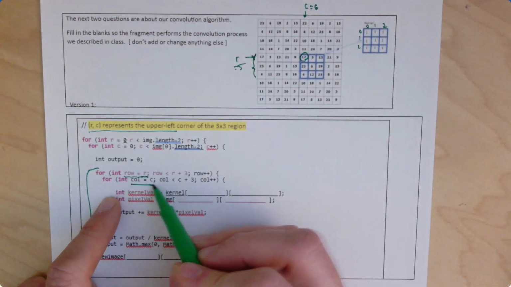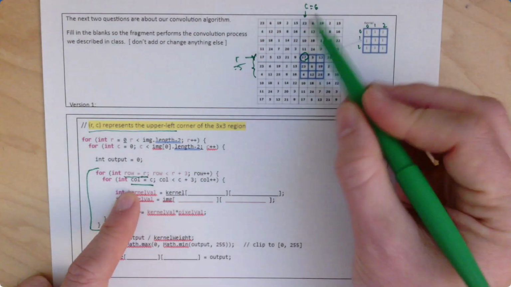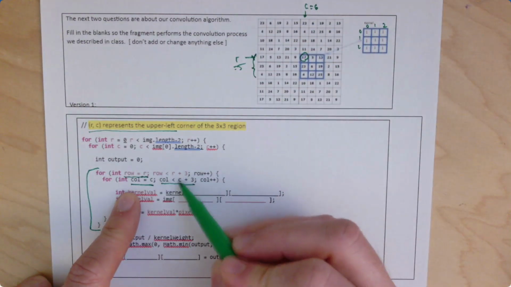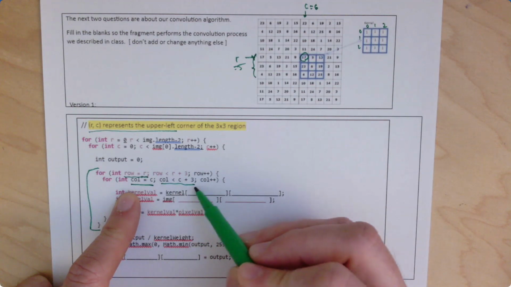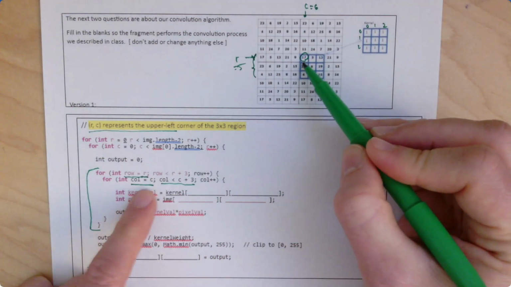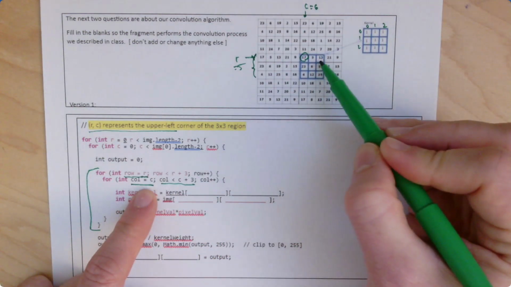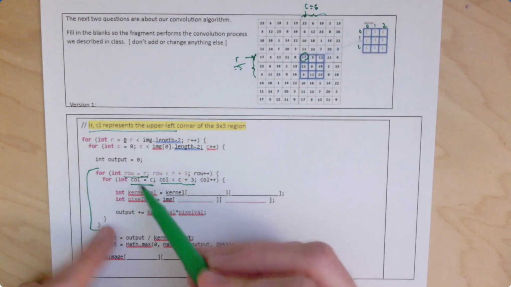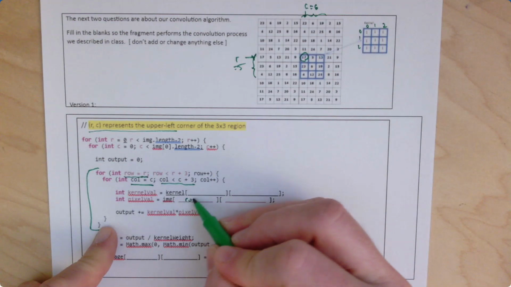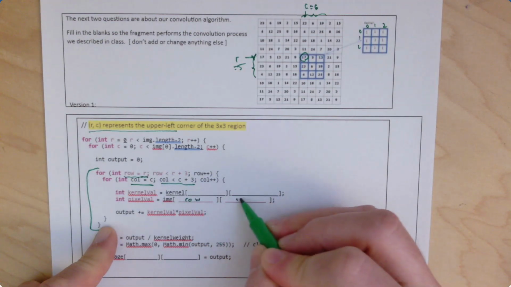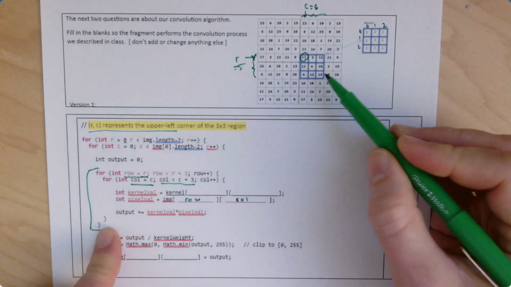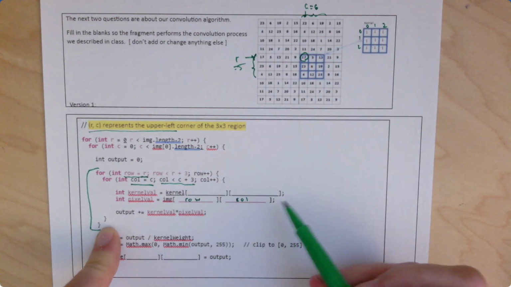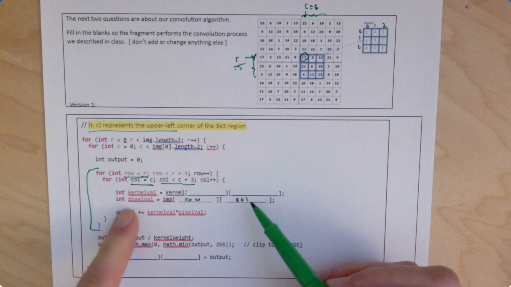Same thing for col. Col is starting at C, which is there at the starting value, and we're looping up to the starting column plus 3. So we're starting at 6, and we'll go 7, 8, and then we'll stop. So row and column have been perfectly set up to visit the locations in the image that we want, but they're not very good for accessing the kernel. So what do we have to do to access the kernel?